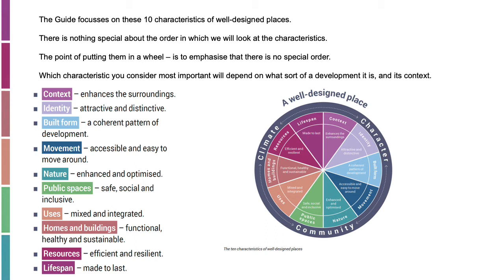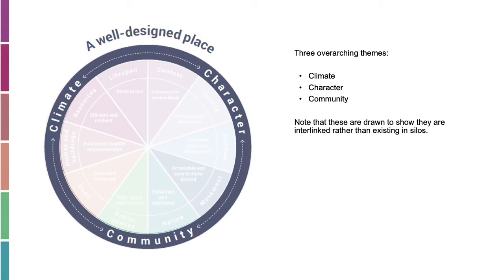This story will inform and address all 10 characteristics and is set out in a design and access statement that accompanies a planning application. The 3 overarching themes of climate, character and community are drawn to show that they are interlinked rather than existing in silos.